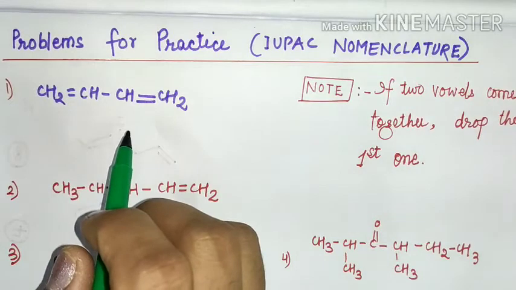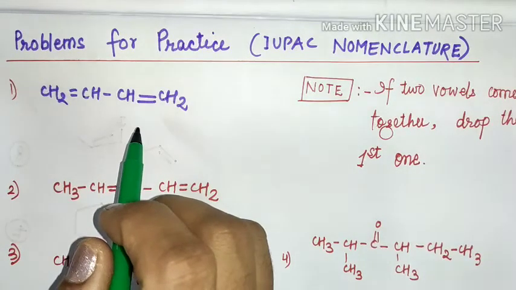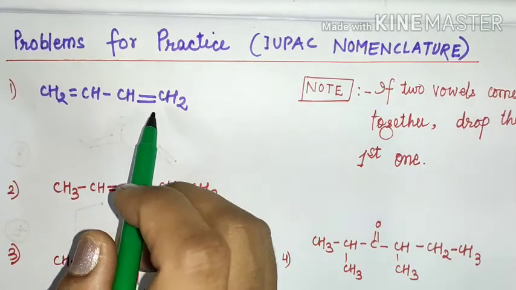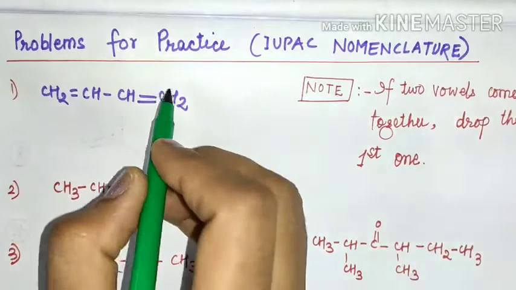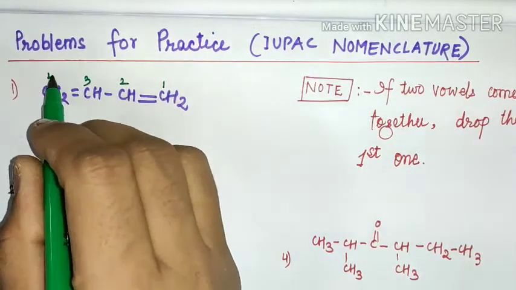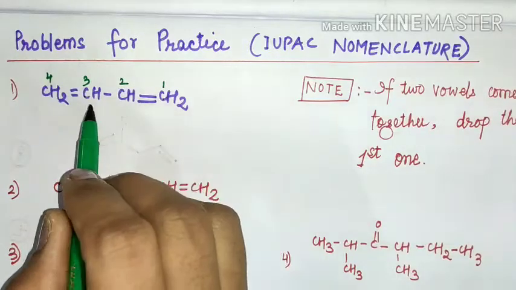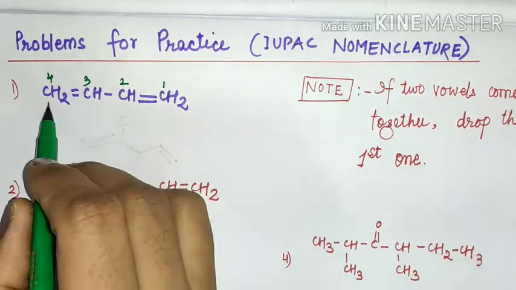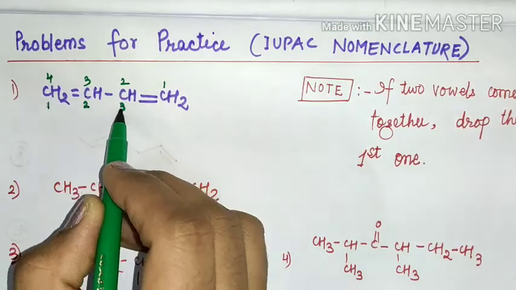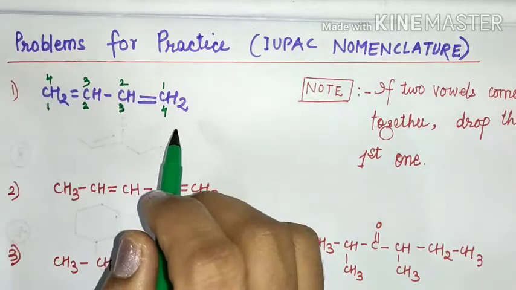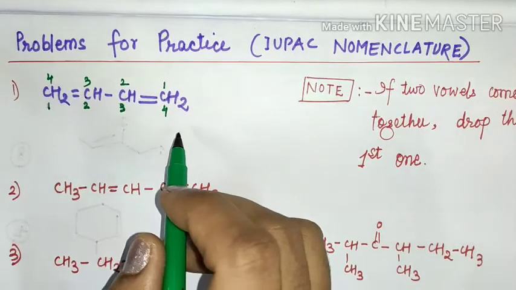Rule number 2 says about the numbering of the carbon chain. While numbering the carbon chain, we know the double bond gets priority. So from the right side 1, 2, 3, 4. The position of the double bond is 1 and 3. From the left side 1, 2, 3, 4. It is the same, 1 and 3. So the numbering can be done from either side.